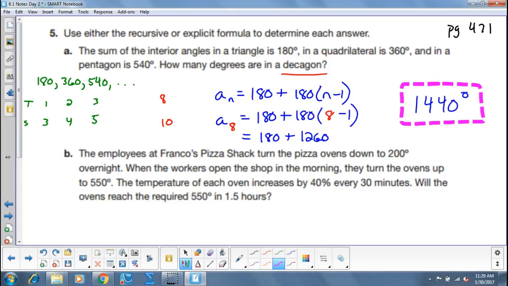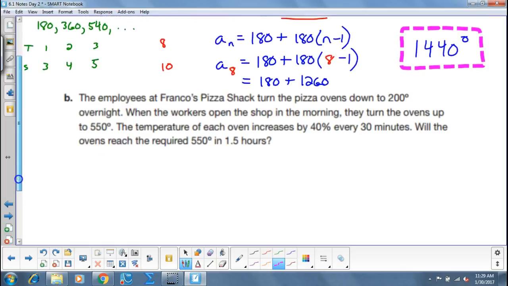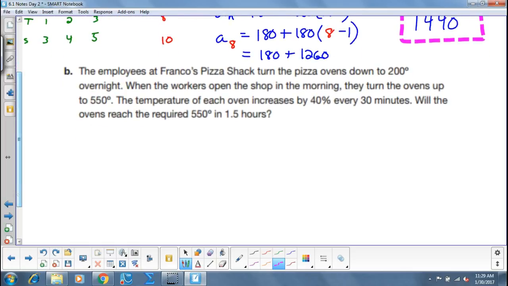Okay? Part B says, the employees at Franco's Pizza Shack turn the pizza ovens down to 200 degrees overnight. When the workers open the shop in the morning, they turn the ovens up to 550 degrees. If the temperature of each oven increases by 40% every 30 minutes, will the ovens reach the required 550 degrees in 1.5 hours? Okay, so a couple of side notes about increases by 40%.